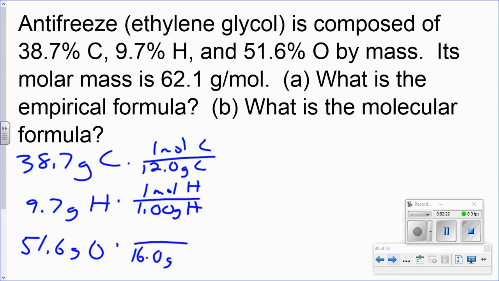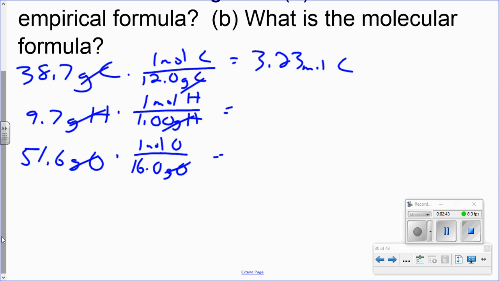16 grams of O and 1 mole of O. So this all cancels. Okay, so what we have here is we need to divide out 38.7 by 12. We end up with 3.23 moles of carbon. We end up with 9.7, same number, divided by 1, still same thing, moles of hydrogen. And this is actually 3.23 moles of oxygen.